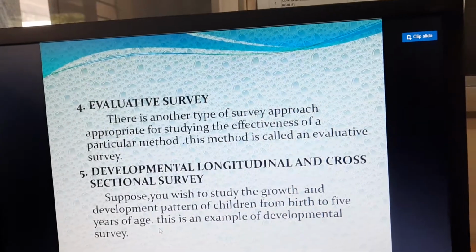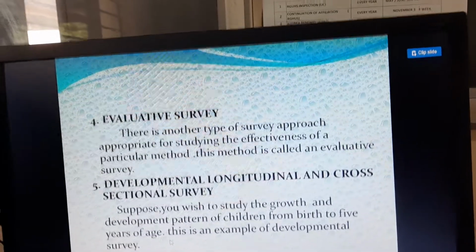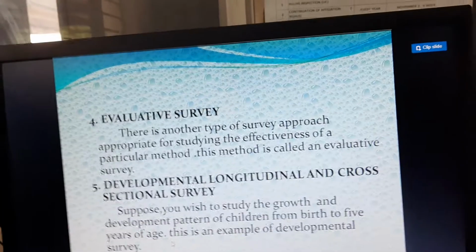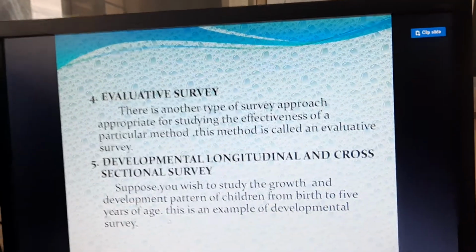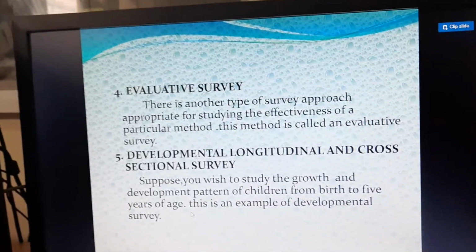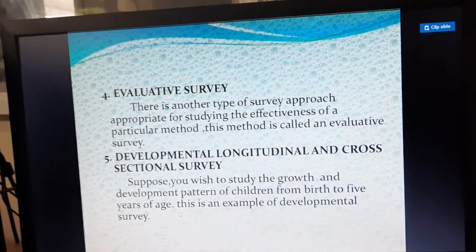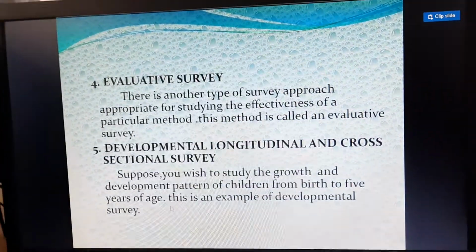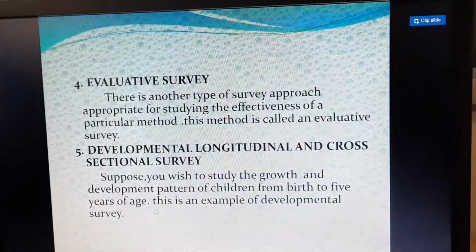This method is called evaluative survey. This is another type of survey approach appropriate for studying the effectiveness of a particular method. If you have taken the research evaluative survey, what are you going to evaluate? It is like the pre-experimental state only.